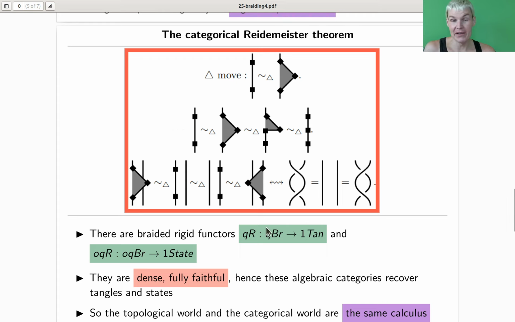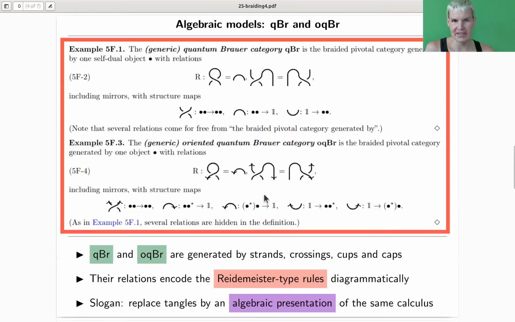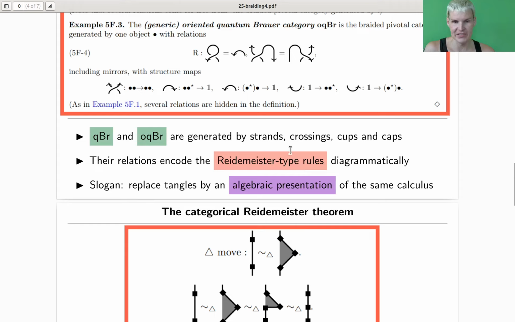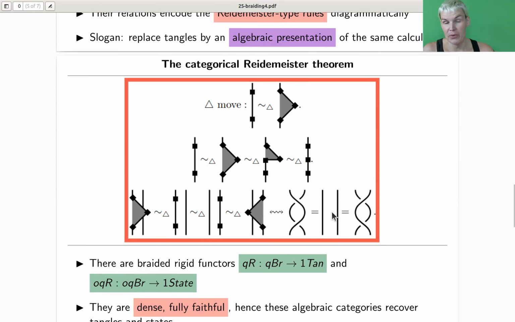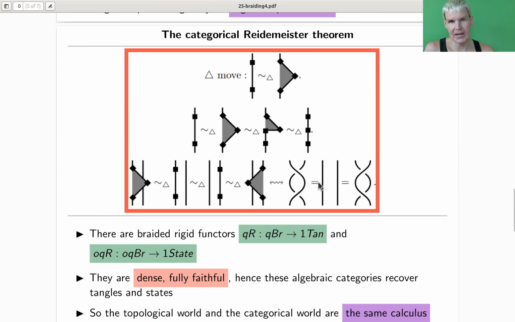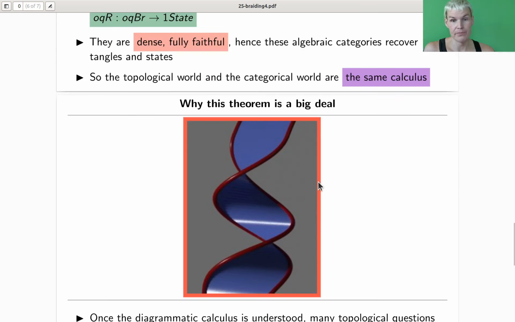But anyway, so then we get this really beautiful quantum topology type statement that we really like, that our algebraic thing here, whatever, the braided pivotal category generated by one self-dual object subject to those relations, is the same as the topological object. It's kind of the prototypical example of what quantum topology really likes to do.